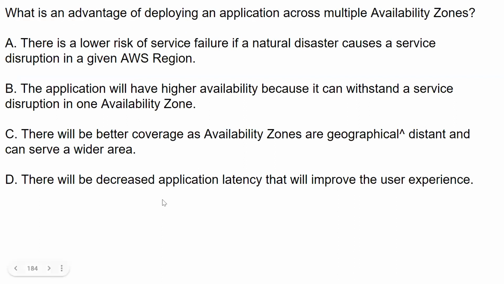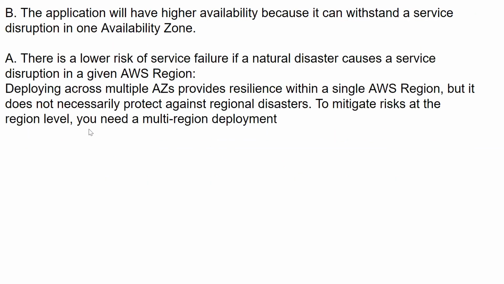There is a lower risk of service failure if a natural disaster causes a service disruption in a given AWS region. The application will have higher availability because it can withstand a service disruption in one availability zone. There will be better coverage as AZs are geographical, distant, and can serve a wider range. There will be decreased application latency that will improve the user experience. The application will have higher availability because it can withstand a service disruption in one availability zone.